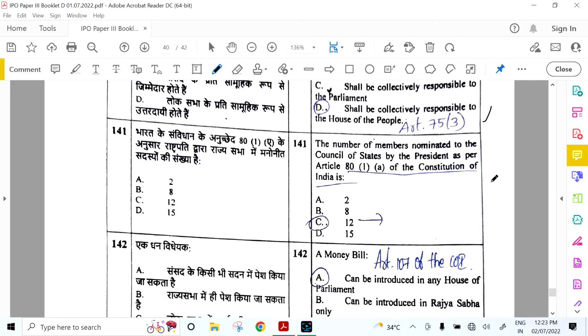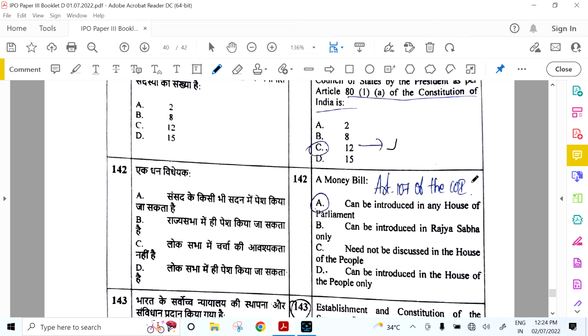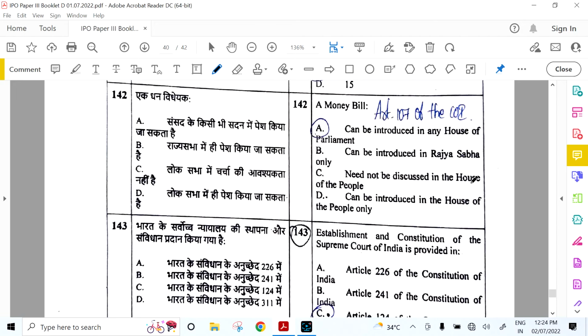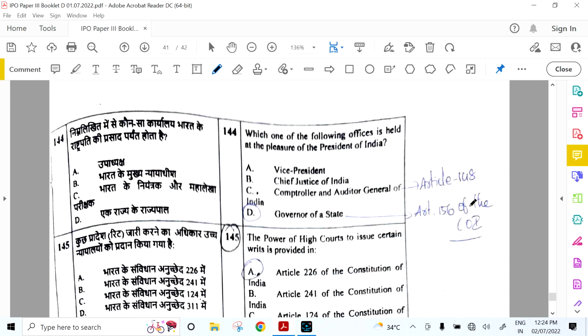There are two answers. The number of members nominated to the Council of States by the President as per Article 80 of the Constitution of India is C, that is 12. A money bill can be introduced. Establishment and Constitution of the Supreme Court of India is provided in Article 124 of the Constitution of India. Answer C. 144. Which of the following offices is held at the pleasure of the President of India?